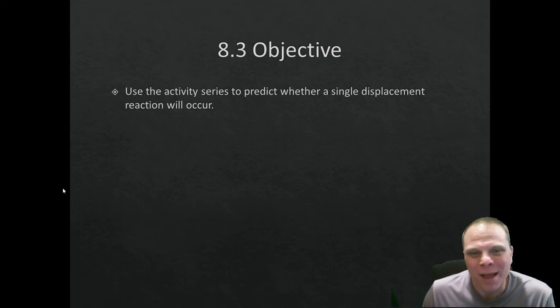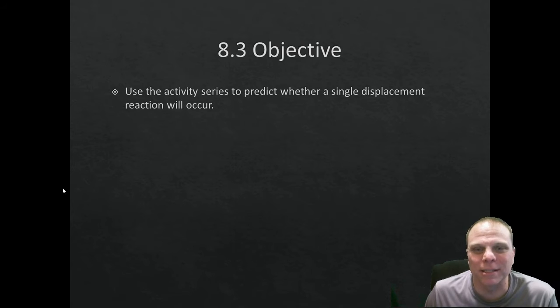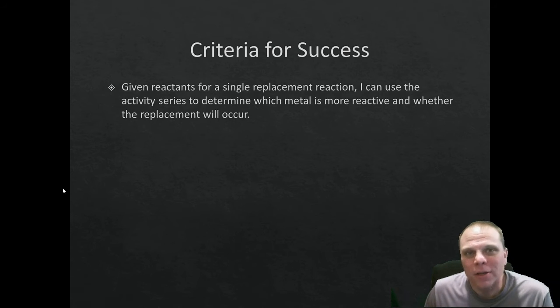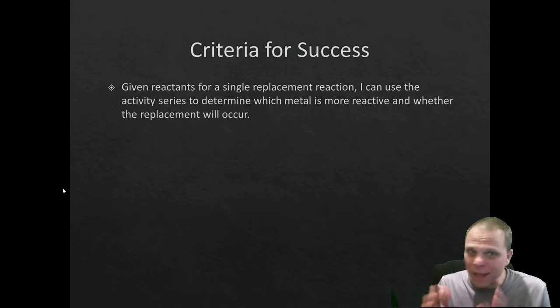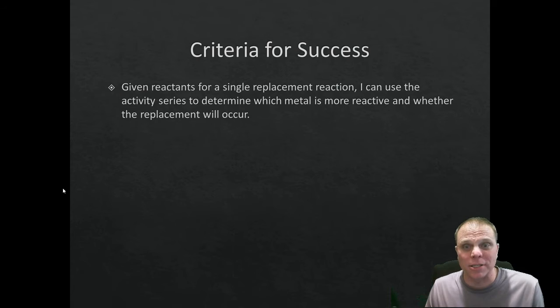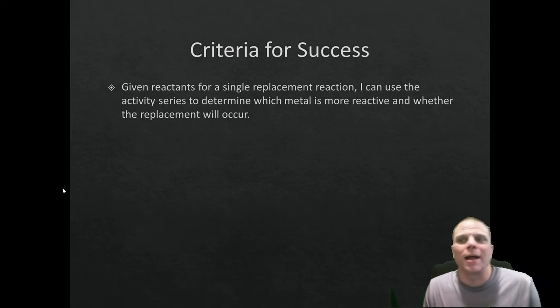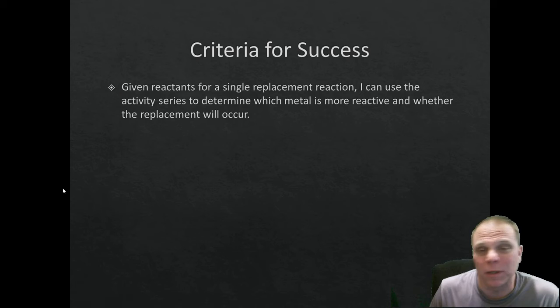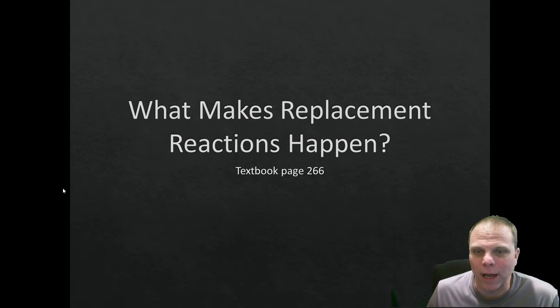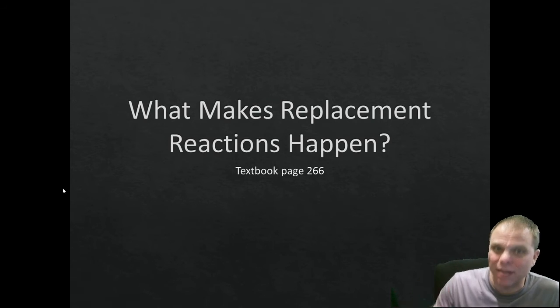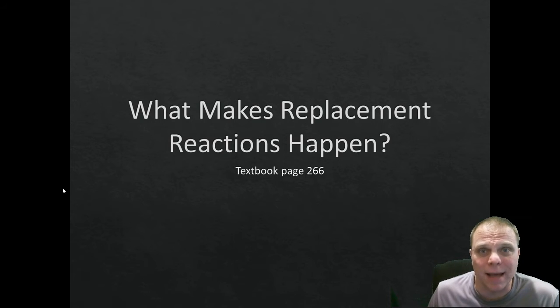All right, so use the activity series to predict whether a single displacement reaction will occur. You want to get to where, if I give you reactants for a single replacement reaction, you can tell me whether or not one metal is more reactive than the other and whether or not that actual replacement will occur. If not, we'll just say, hey, no reaction. So what makes a replacement reaction happen? Well, for single replacement reactions, we look at the activity series.